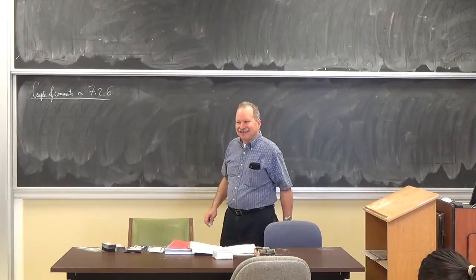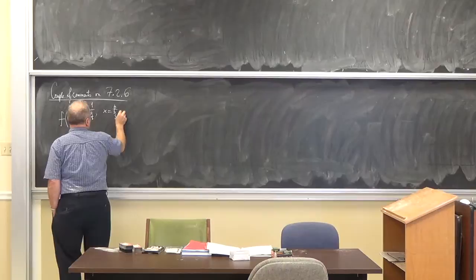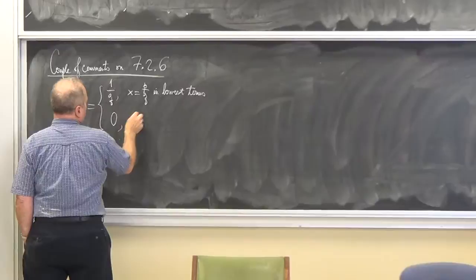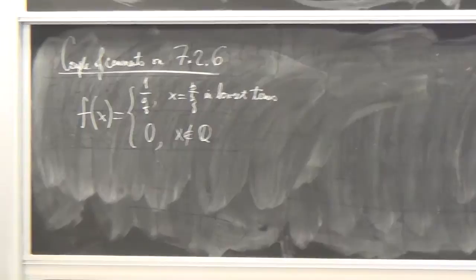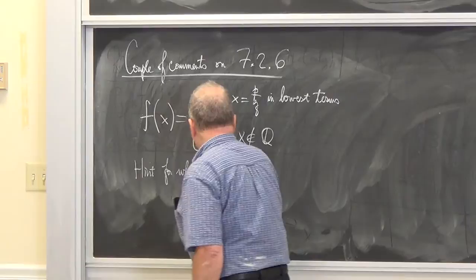So I want to talk for a second about the function f of x, which is 1 over q when x is p over q in lowest terms, and 0 when x is not rational. So this is a famous function. And I'm going to give you a hint for why. I'm just doing it in single variable now.